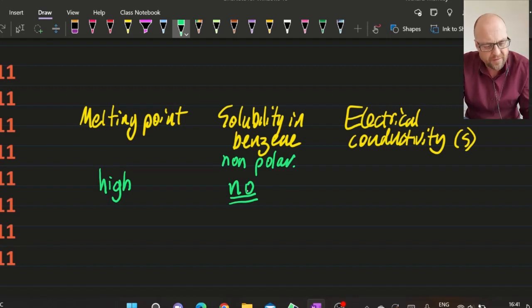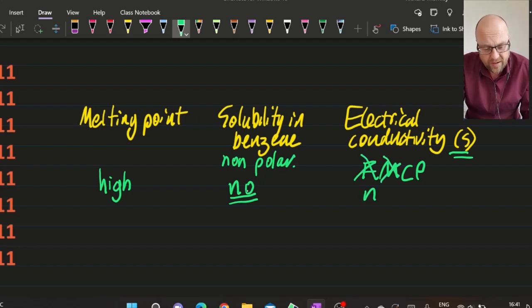And electrical conductivity as a solid. So let's think, freely moving charged particles. In a solid lump of salt, are there freely moving charged particles? There are not. They aren't freely moving. So it won't conduct. It will be an insulator. So what have we got? We've got high, low, low, high, no, no. So that's D.